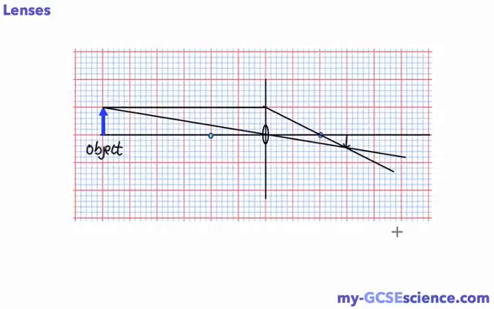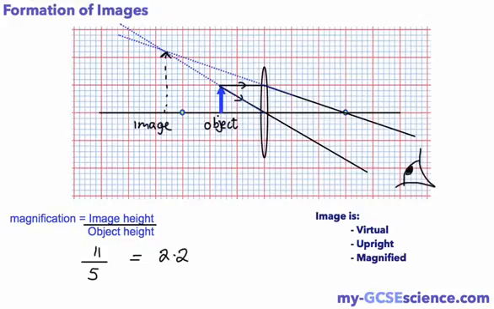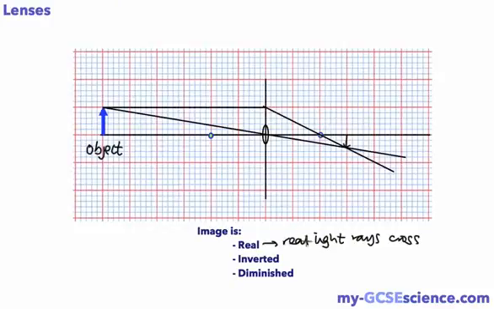And again, the 3 features that we should be able to describe for this are that it's real. And by real we mean it's an image that is produced by the real light rays. So the real light rays cross to produce this image. In our previous example, it wasn't the real light rays that were crossing, it was virtual light rays, so therefore we have a virtual image. So this one produces a real image from real light rays crossing. It's inverted, that just means it's upside down, and it's diminished, that means it's smaller.